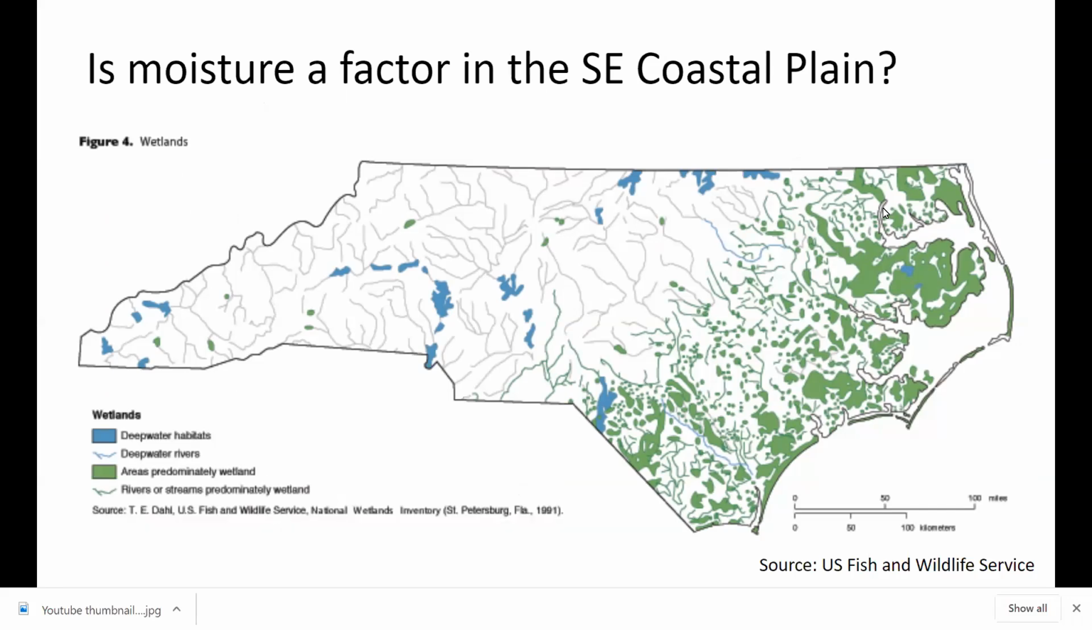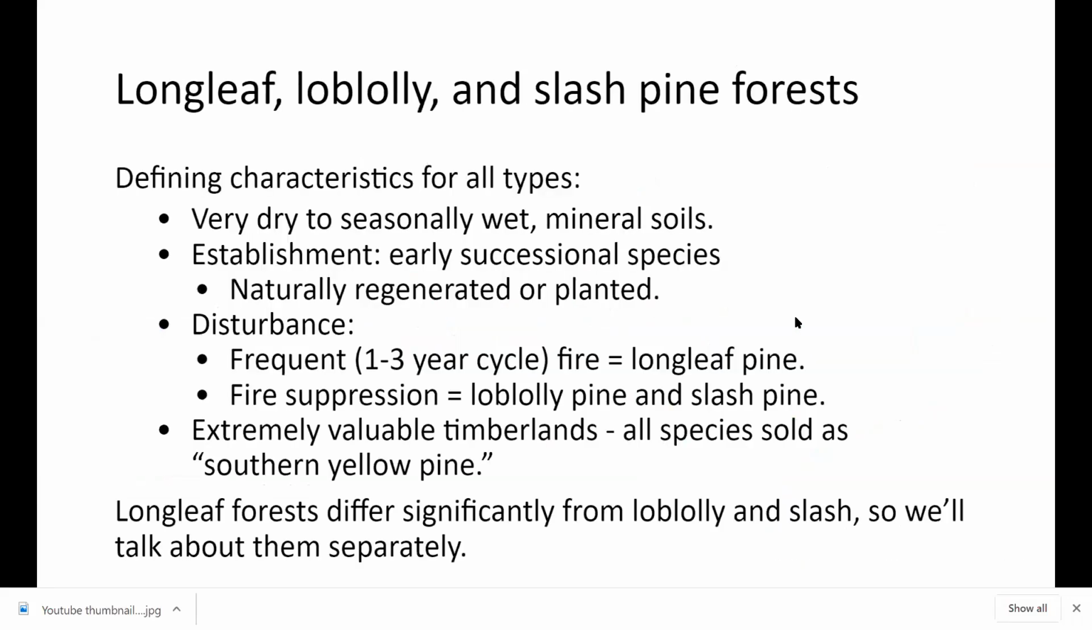So I think the development that we've seen in the coastal North Carolina kind of masks the fact that most of this area would be classified as a wetland. And so hydrology is, of course, a huge factor in the coastal plain when you're looking at different forest types. So first, I'm going to talk about the characteristics that these different forest types share.